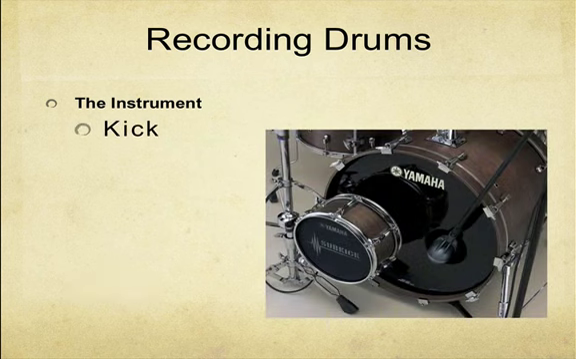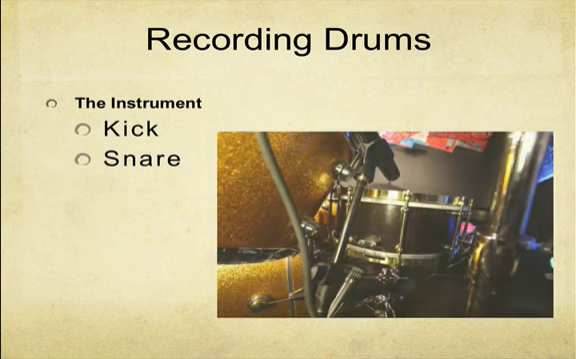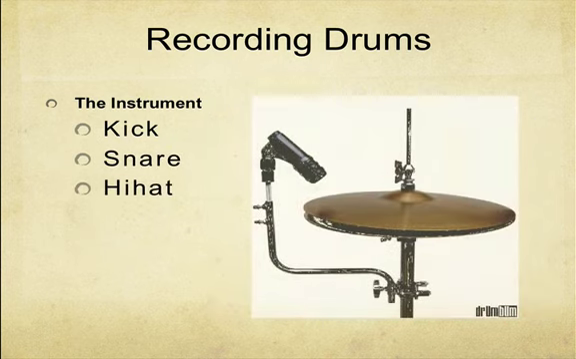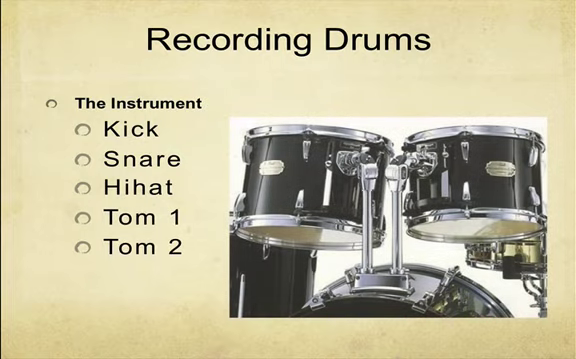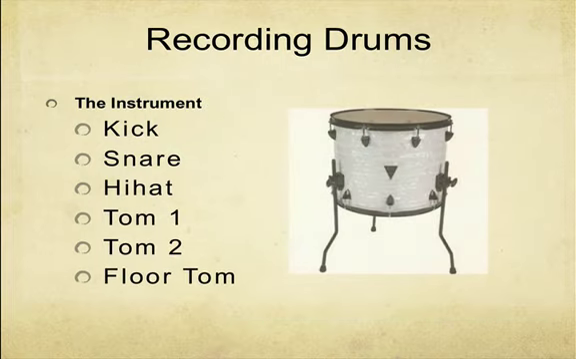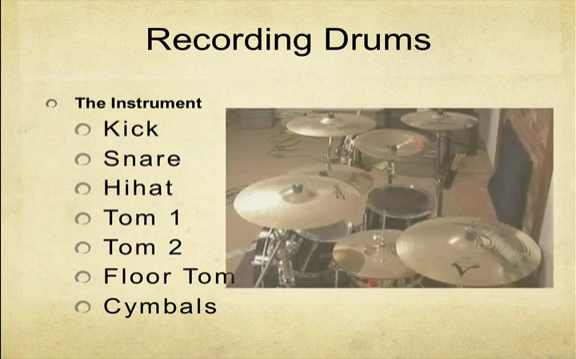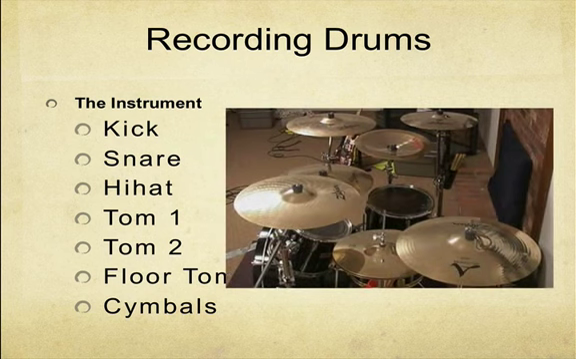So when we're dealing with drums, we're dealing with several different elements. What you see here is a kick drum, a snare, a hi-hat, several toms, sometimes a floor tom, and then the cymbals, which is also called often the overheads. That is really more referring to the miking technique than it is actually referring to the instrument.